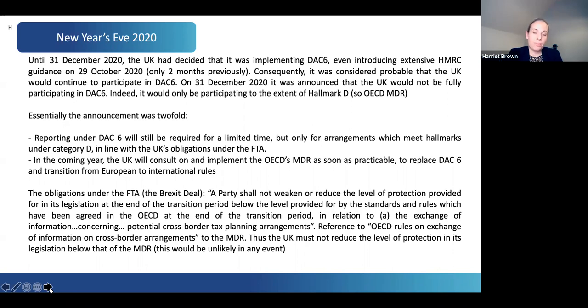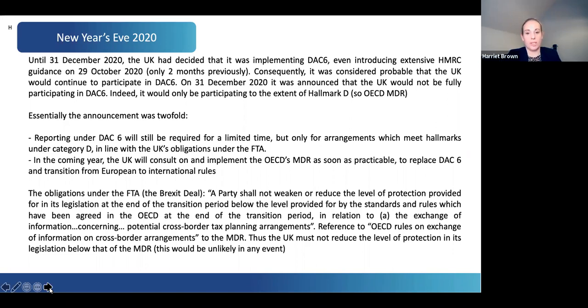Now, it should be noted that the UK Revenue, HMRC, only actually released its own guidance on the DAC6 legislation in the UK, and it's extensive guidance. It was a big job, evidently. That guidance was only released on the 29th of October.